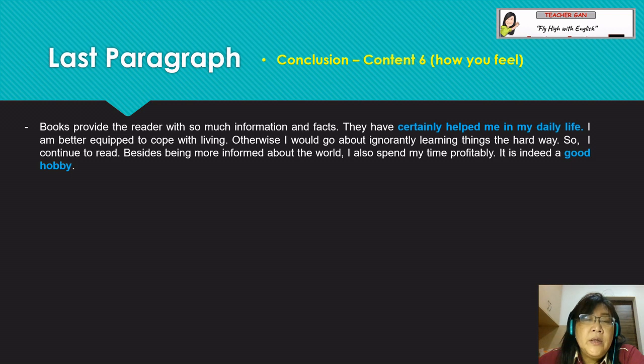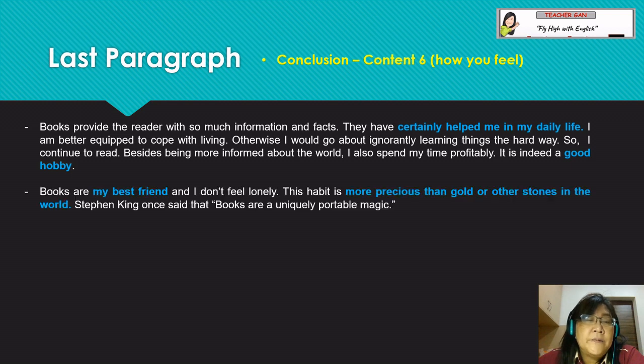Books provide the reader with so much information and facts. They have certainly helped me in my daily life. I'm better equipped to cope with living. Otherwise, I would go about ignorantly learning things the hard way. So I continue to read. Besides being more informed about the world, I also spend my time profitably. It is indeed a good hobby.